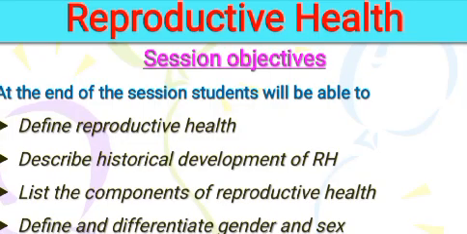Reproductive health session objective. At the end of the session, students will be able to define reproductive health, describe historical development of reproductive health, list the components of reproductive health, define and differentiate gender and sex, describe the relationship between gender and reproductive health, describe the life cycle approach of reproductive health, discuss the indicators of reproductive health.